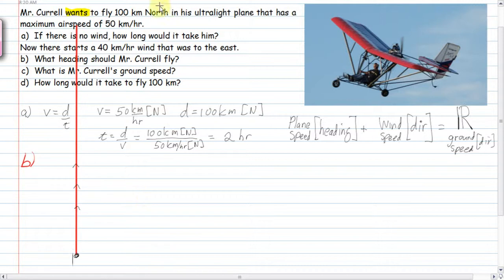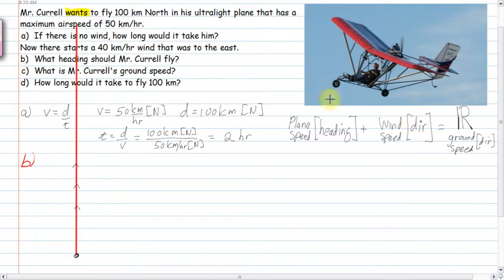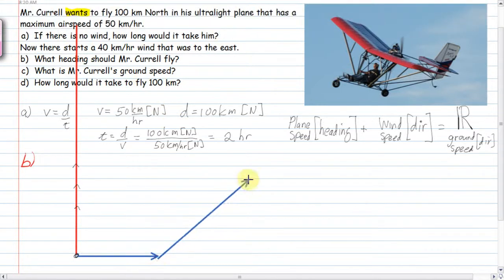We have to add the wind. We're given the wind, and the wind is 40 kilometers an hour to the east. So we draw. There's 40. Now we have to add the plane. And it's 50. Oh, no.